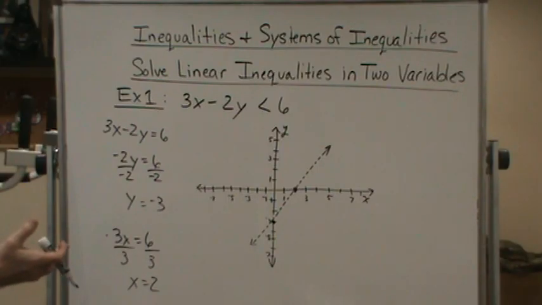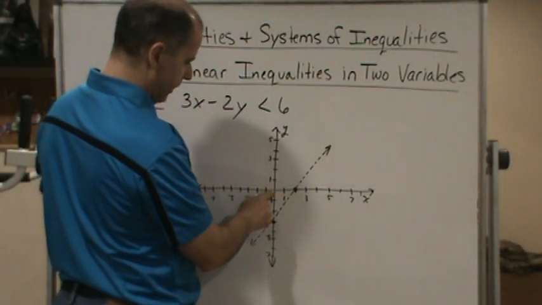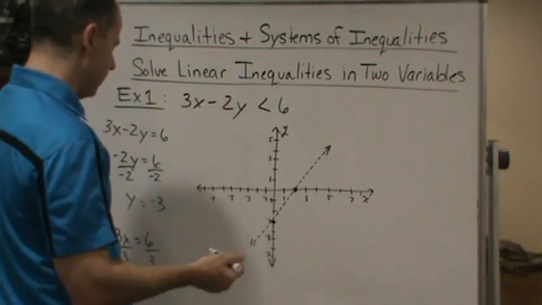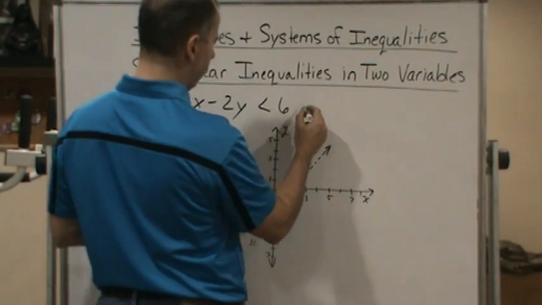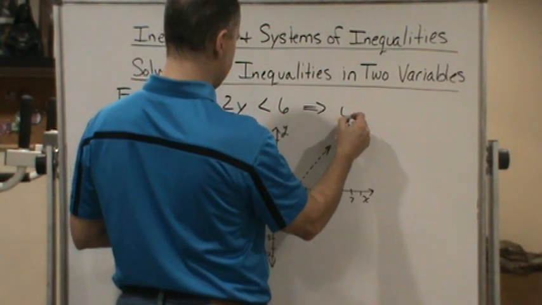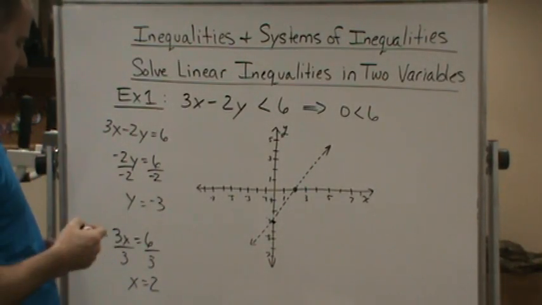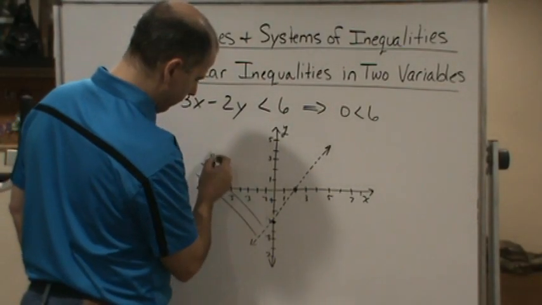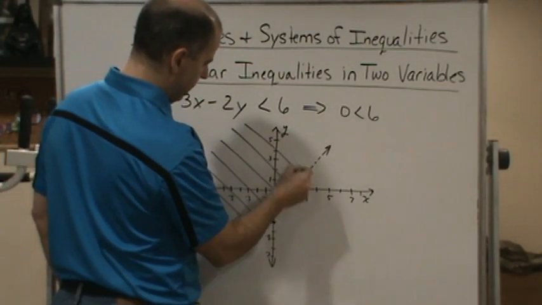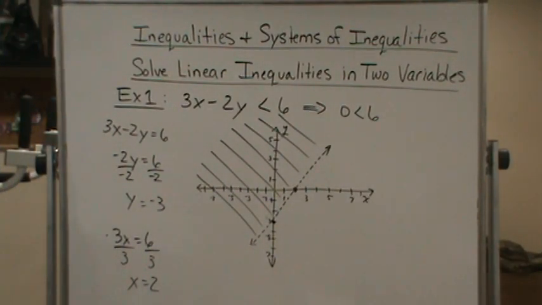Okay, so now what? Now we're going to use a test point to see which side of the line we're going to shade in. So obviously the origin is right here on this side of the line, so let's use the origin. That's going to be easy. And what happens when we plug in 0 for x and 0 for y? We get 0 is less than 6. And that is true. 0 is definitely less than 6. So that means that we're going to shade everything on this side of the line. And we're done. Okay?